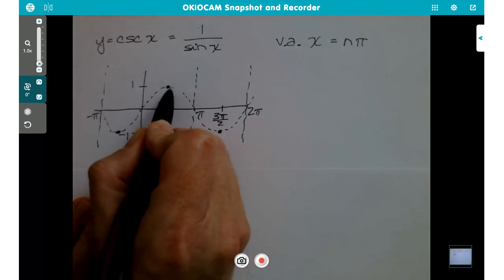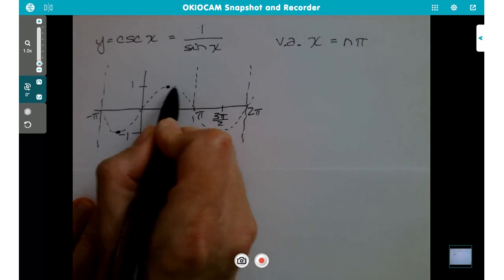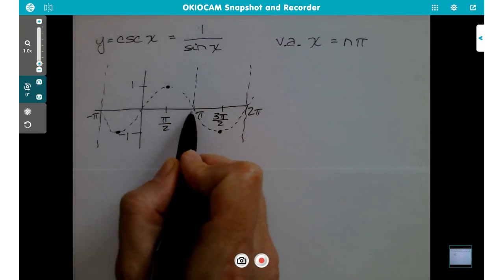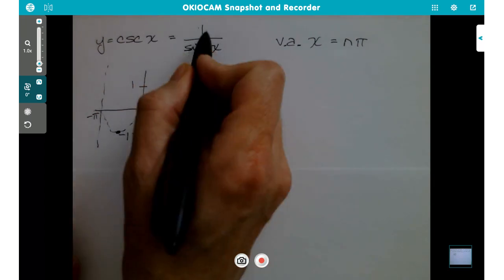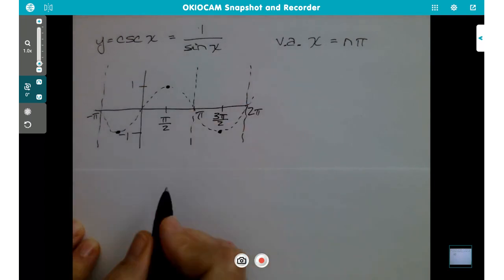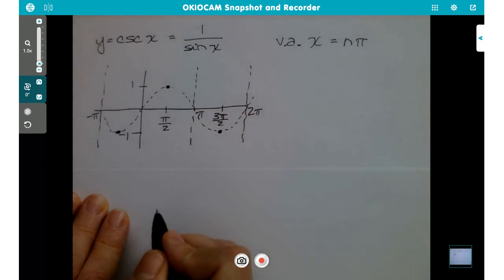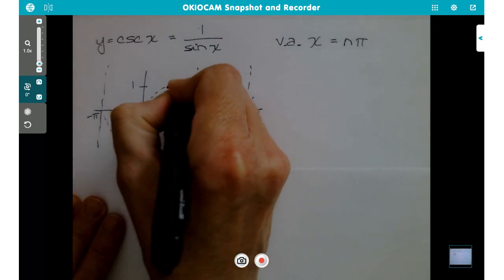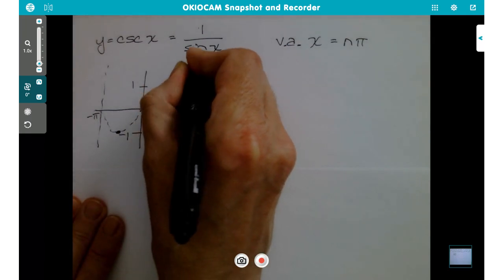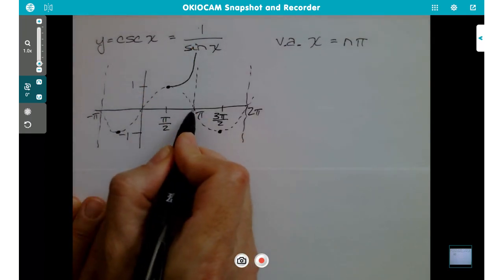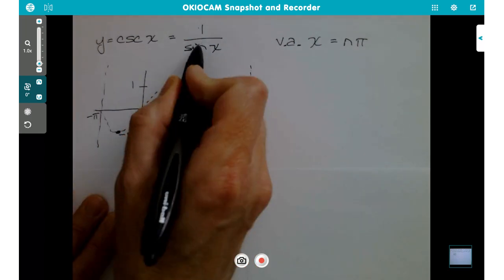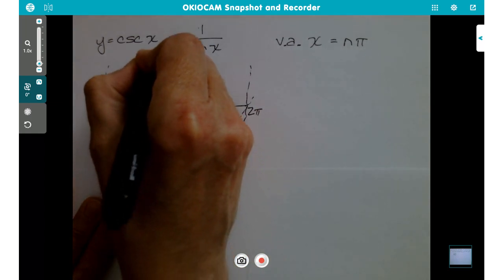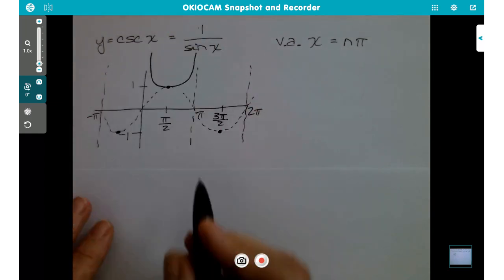As x goes towards pi, sine of x is getting smaller and smaller and smaller, going towards 0. 1 over something very small is something very large. 1 over 1/1,000,000th is a million. So as I get closer and closer to 0 and my sine x values get smaller and smaller, my 1 over sine x values, my cosecant values, are getting bigger and bigger. And that fits in with what we know about how vertical asymptotes work.